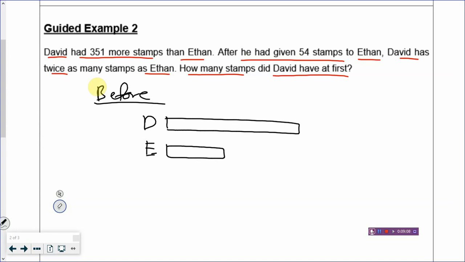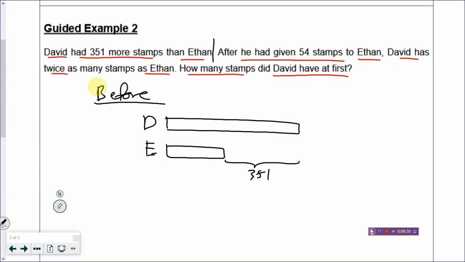And later on, you are going to transfer, right? Do some transferring. So David had 351 more. If you know that the model is going to be a bit hard to draw, then don't put 351 into your boxes. I will rather put 351 outside. Keep the inside of the model clean, if you are not sure how to draw out the problem. So that is how you draw the first sentence.